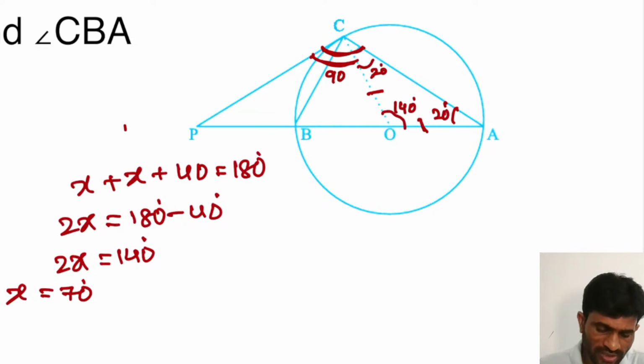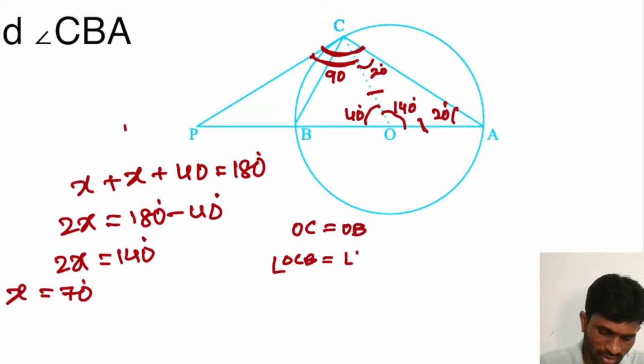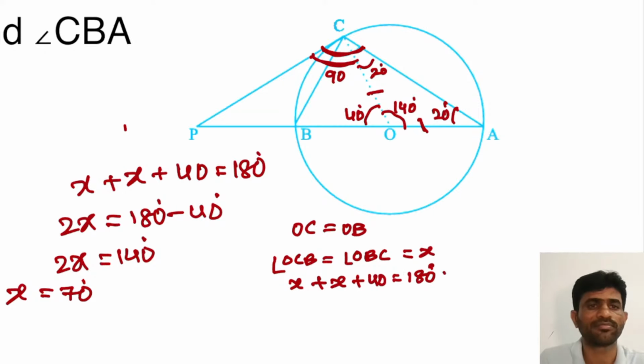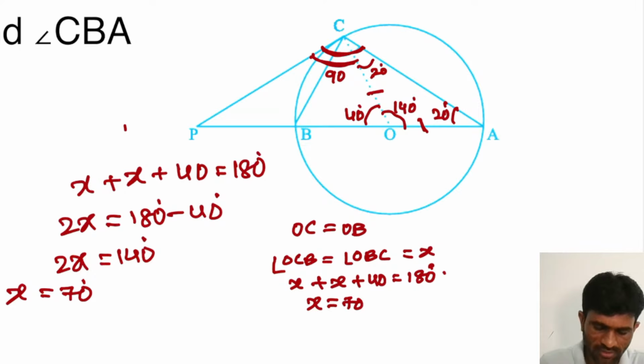If this is 140, inside this will be 40 now, because they are linear pair angles. Now again here OC is equal to OB. OC is equal to OB means what? Angle OCB is equal to angle OBC is equal to, let us take some x. So here in the triangle, x plus x plus 40 degrees is equal to 180 degrees. Then from that we get x is equal to 70 degrees. Hope you understood now.